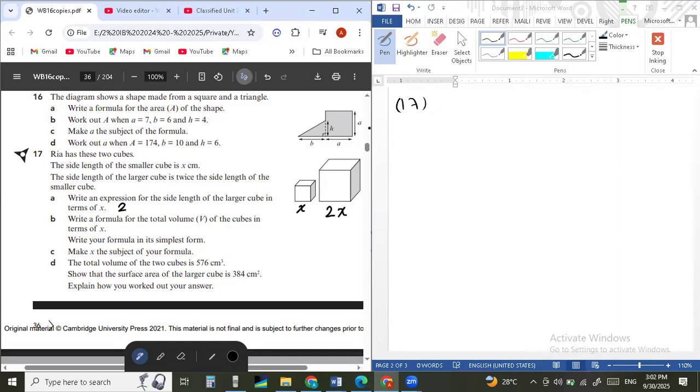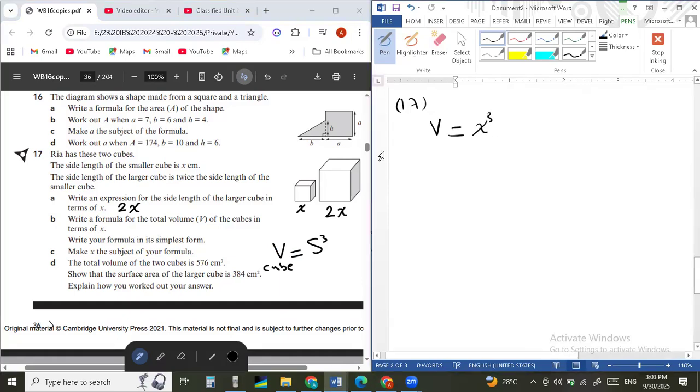We did this. It is 2x. The side length of the larger cube is 2x. Write a formula for the total volume of the cubes in terms of x, both cubes. So they wanted the volume, V equals. We agreed it's side by side by side. The volume of any cube is side cubed. It's side by side by side. The side here is x. So it is x cubed.